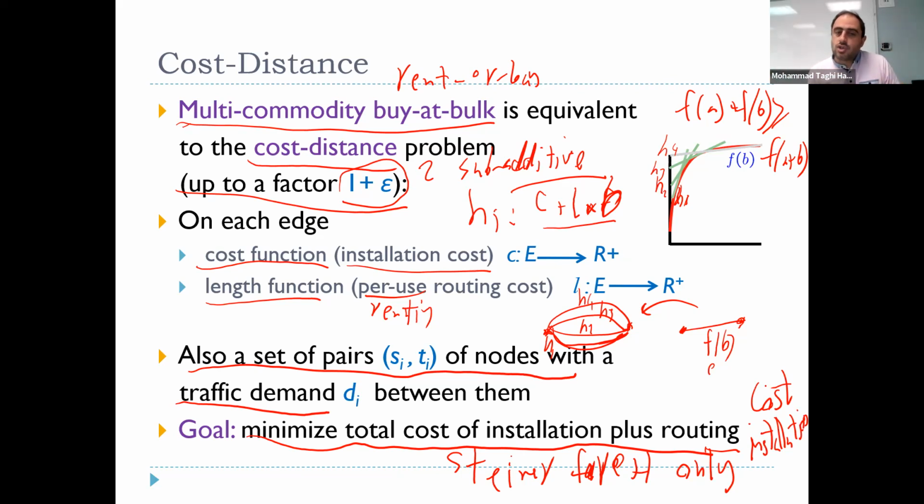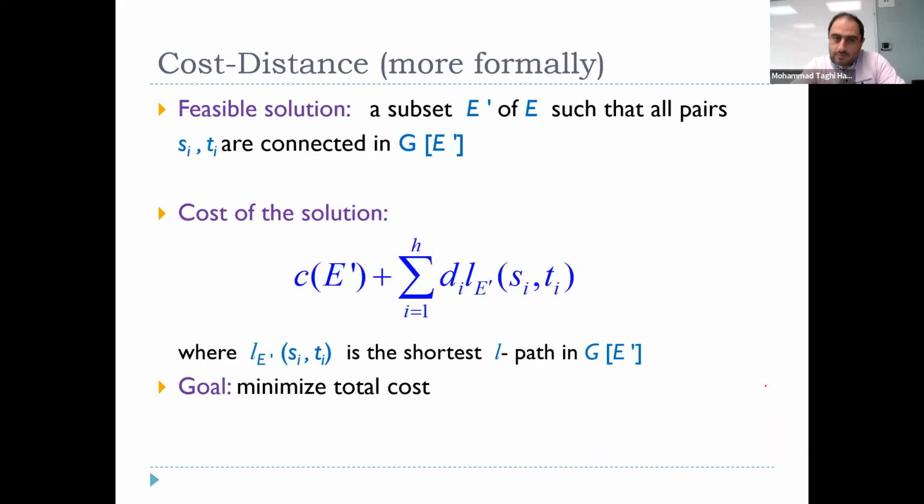So that means essentially the generalization is a very clean one. And we want to work more with this cost-distance function, and we call it cost versus distance. That's the thing we are talking about. So this is the formal definition of cost distance.